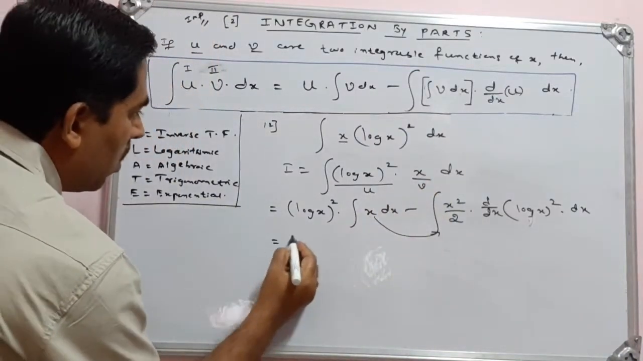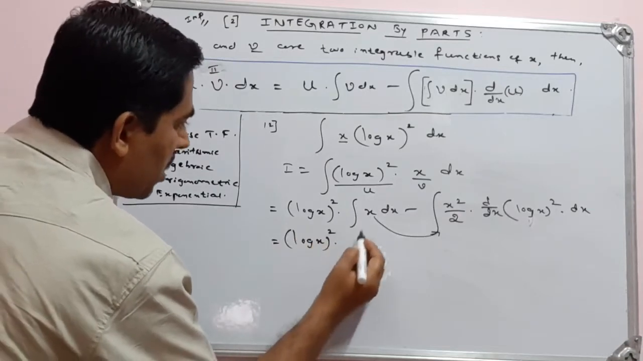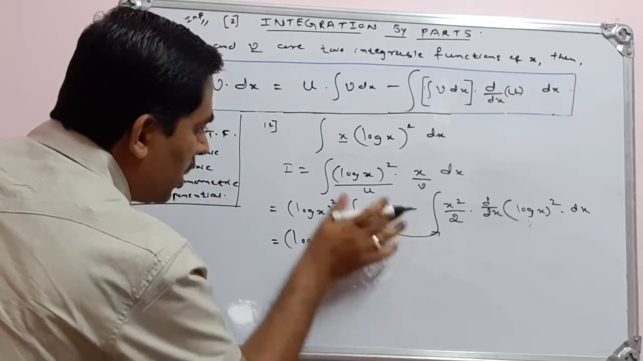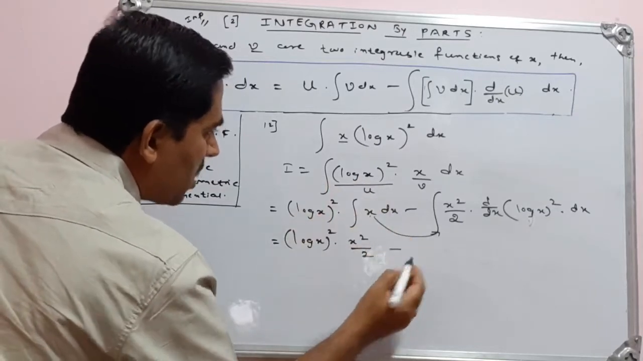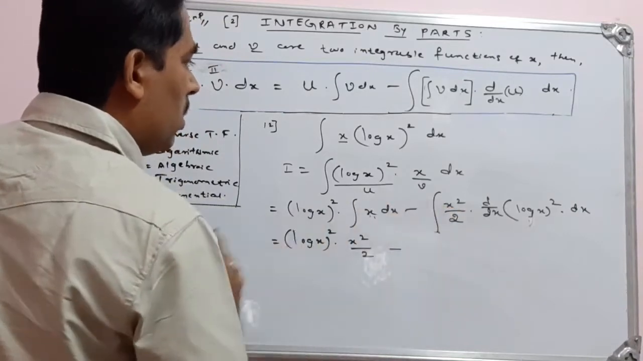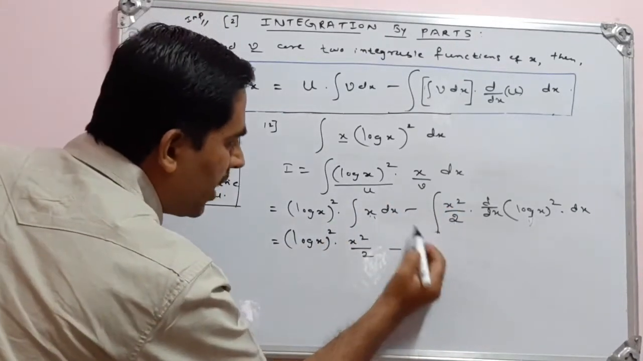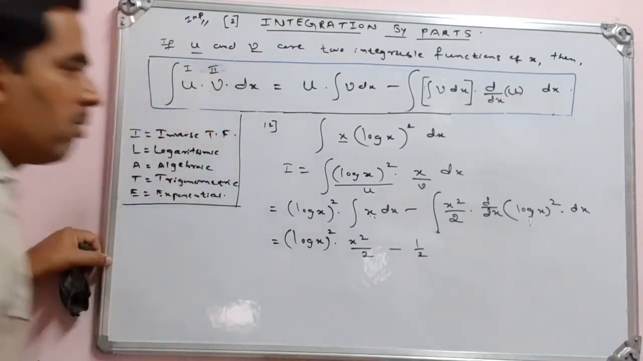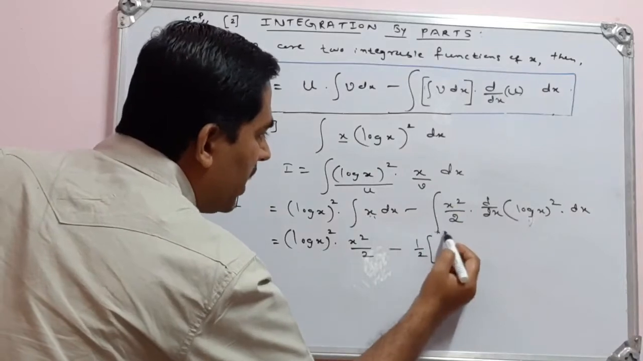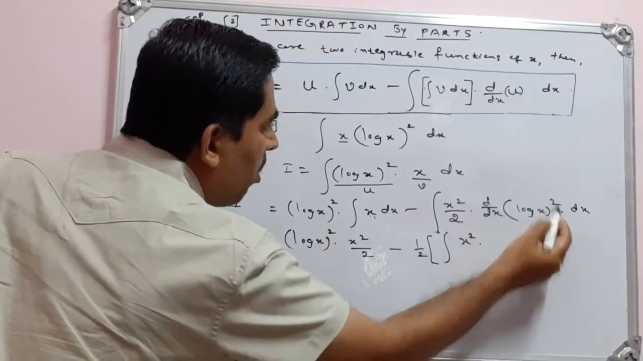So now I will write this log x whole square as it is. See, integration of x is, I already wrote here, x square by 2. This portion is over here. So minus, observe this. See, this 2 I will take outside, half. So I will write the integral sign as it is. See, x square as it is into derivative of log x whole square.